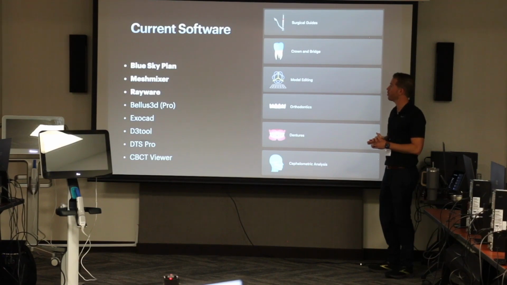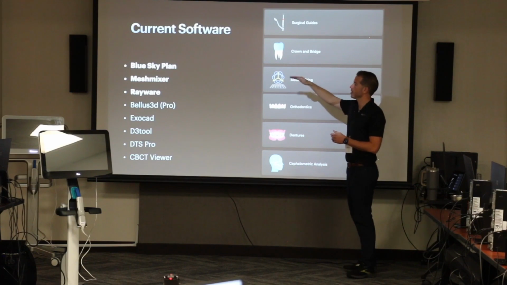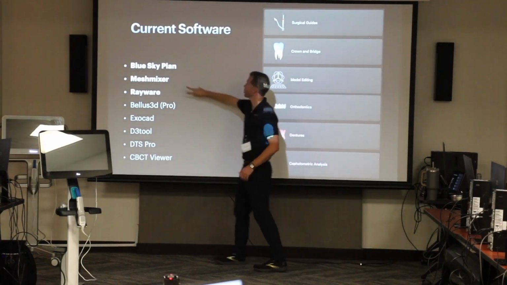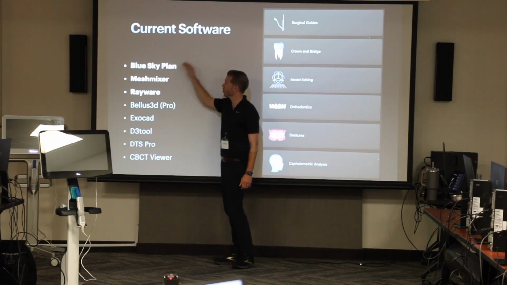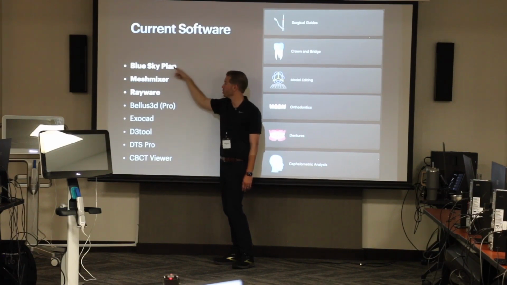Here's the current software that we're using. I highlighted the top 3 because these are the ones that we're most commonly using. And then I probably should have switched these 2 here, because really what I want you to leave here today understanding is how do I get in and use Blue Sky Plan, and how do I use Rayware to actually print what I'm creating in my office. So these 2 are really the bread and butter of this whole thing.